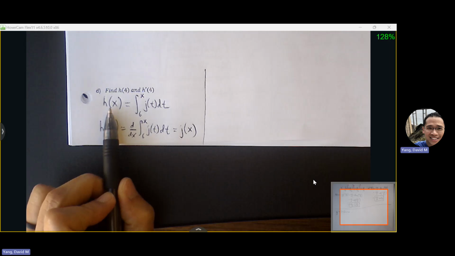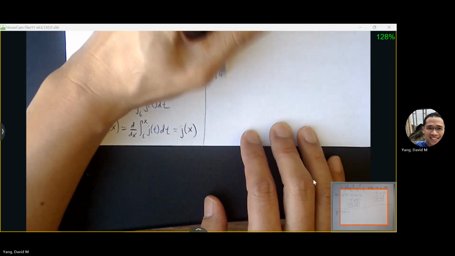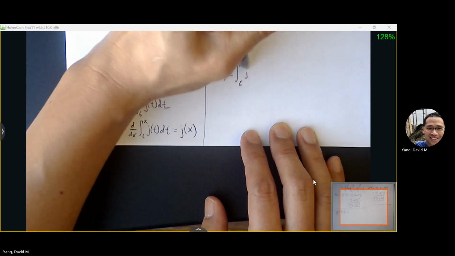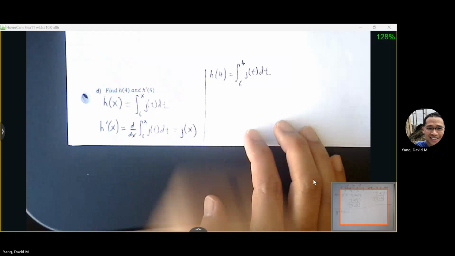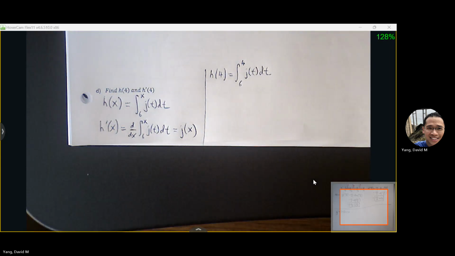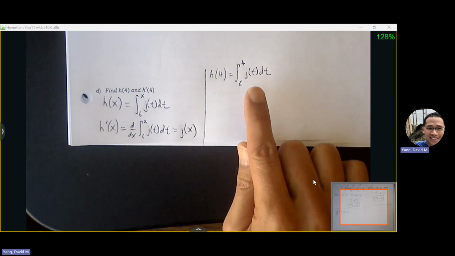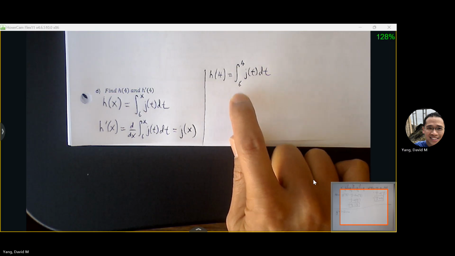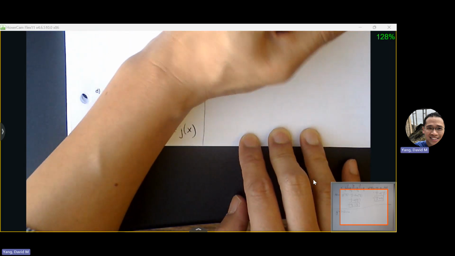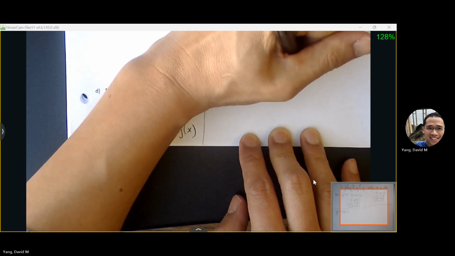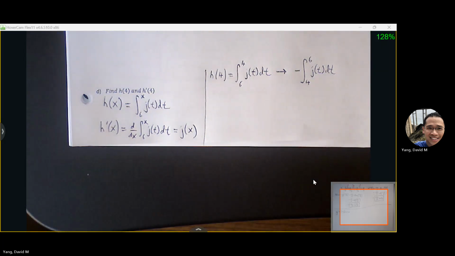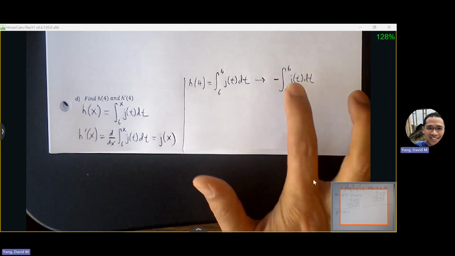So if I want to find h of 4, just involving the area under the j graph. Now I want to read the graph. The graph is showing from my lower bound is higher than my upper bound, so I'm going to flip the bounds and change the sign. Use the j graph here.